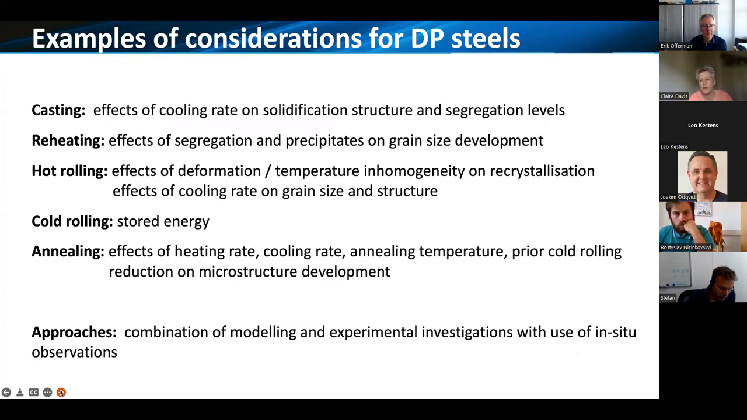We can use a combination of both modeling and experimental investigations. And I'd also like to highlight the increasing use of in-situ observations, which really can help understand each of these microstructural developments.